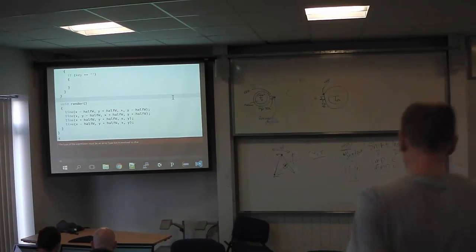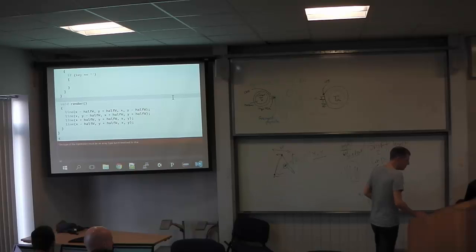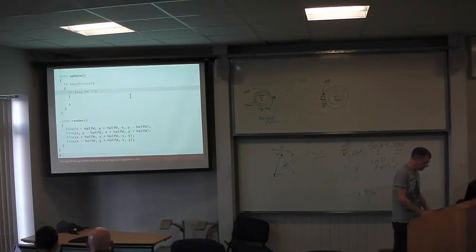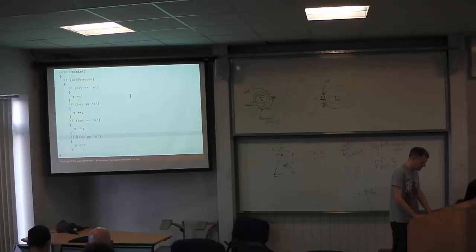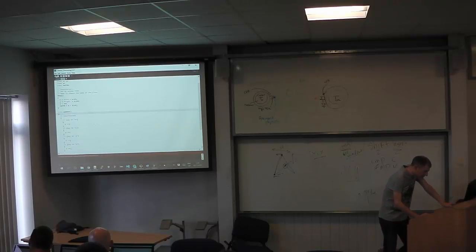Okay, we're almost done for today, so let's just finish this off. So if key equals W, what do I want to do? I want to do something like Y minus minus, subtract something from the Y. If the key equals S, I want to add something to the Y. If I press A, I want to subtract something from the X. And if I press D, I want to add something to the X. So run the sketch now.